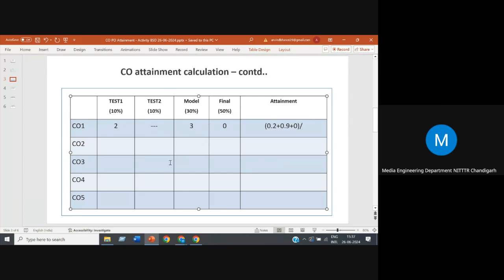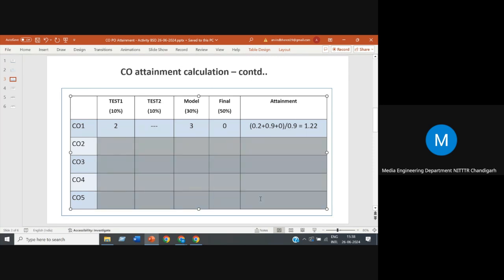So now the sum of these three values will be divided by the total of the weightages. CO1 is mapped to this 10%, 30% and 50%, so this total is 90%. So the sum will be divided by 0.9. Calculate this value: 1.1 divided by 0.9. What will be this value? 1.22. Yes. So similarly, complete these remaining rows.